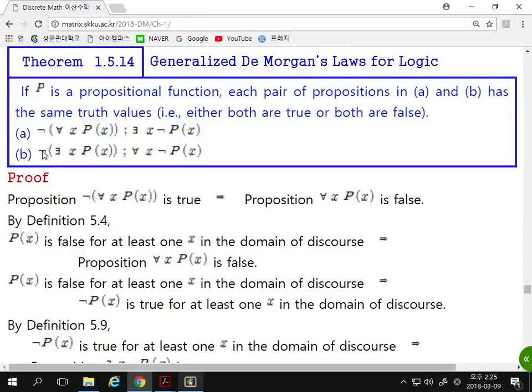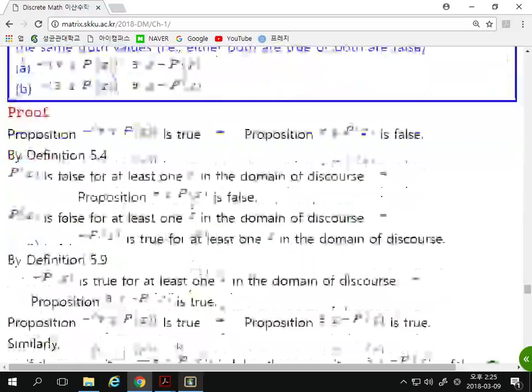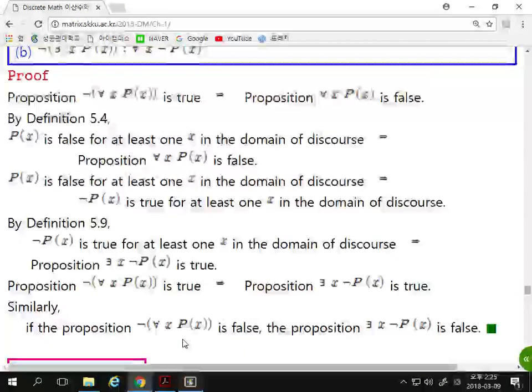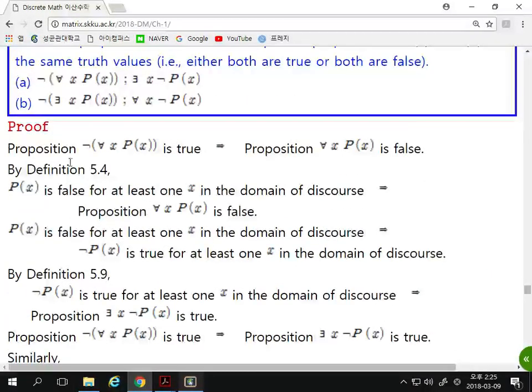Here, when you have the negation of this sentence, just switch this "exists" to "for all" and give negation to P of x. So you can easily switch between those two equivalent statements. So we can prove this here.